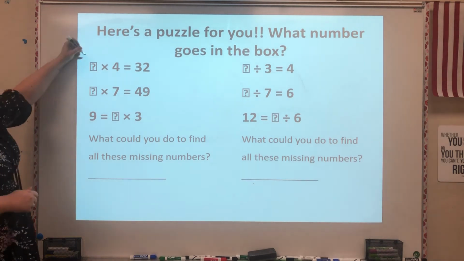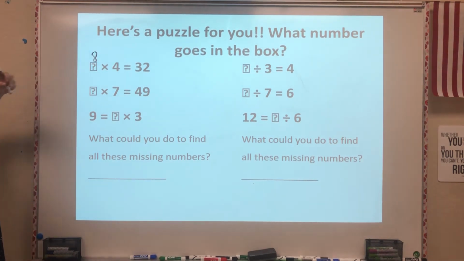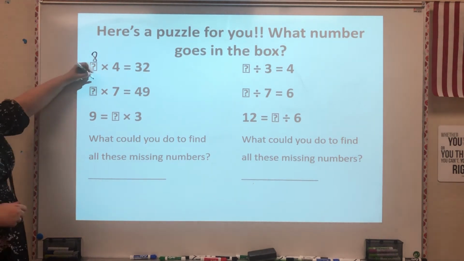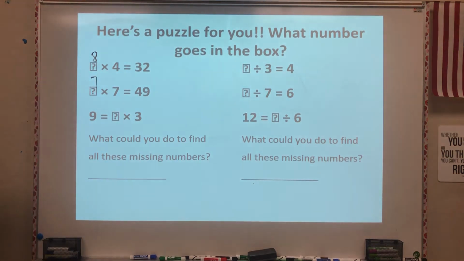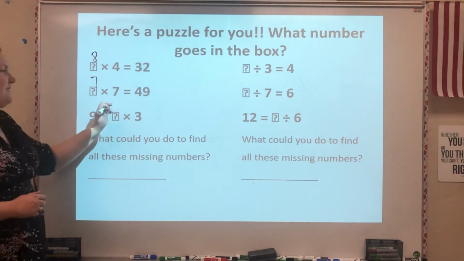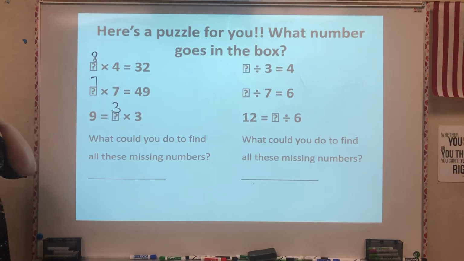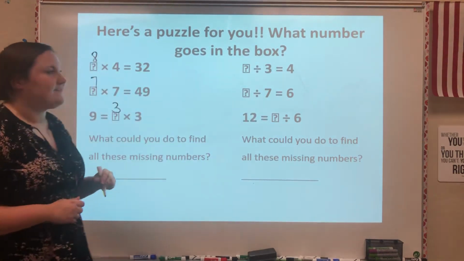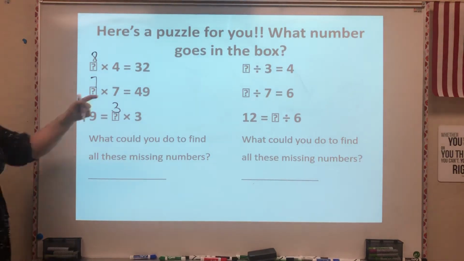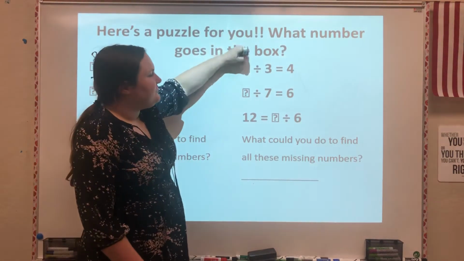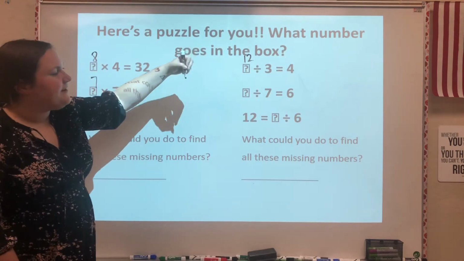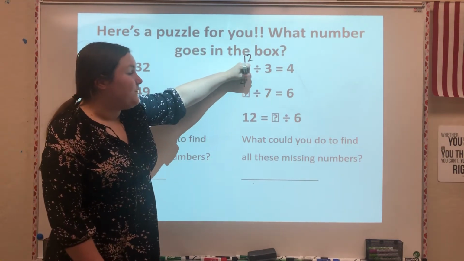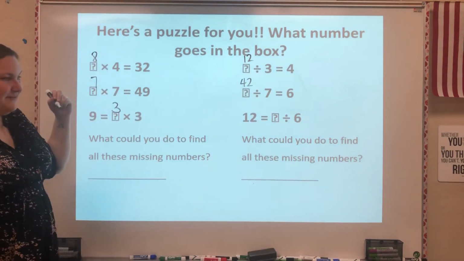For this first one, it would be 8 times 4 equals 32. This next one, 7 times 7 equals 49. And then this last one, 3 times 3 equals 9. What about these last 3 here? What number goes in those boxes? This one here, 12 divided by 3 equals 4. This next one, 42 divided by 7 equals 6.